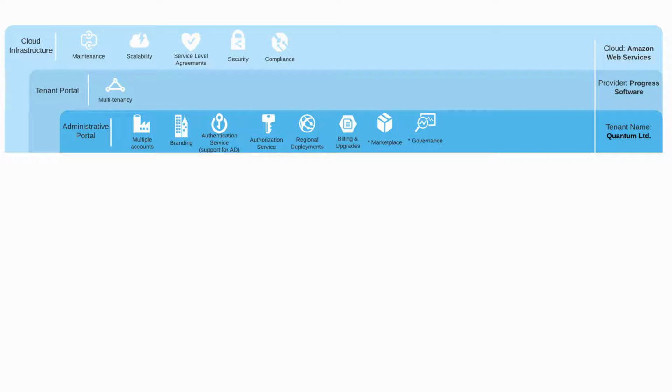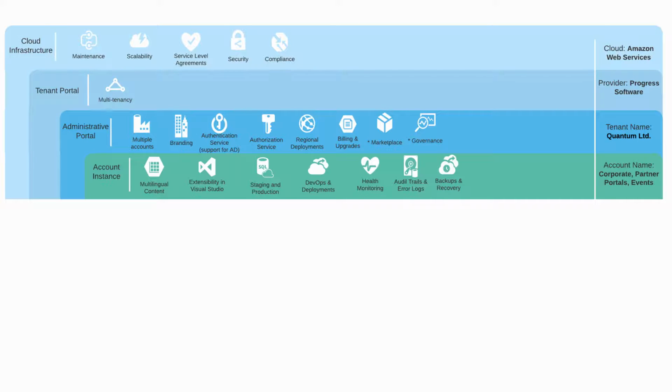Then the administrative portal is where most of the customers and partners would be interacting. This is where you can manage multiple accounts. You can adjust your company branding. And this is where the authentication services, including support for Active Directory, are. We have the ability later on to do regional deployments, billing, upgrades, and then the marketplace and governance are coming.